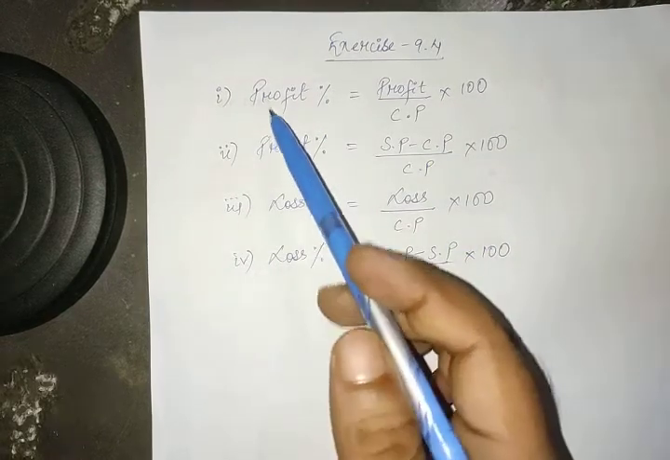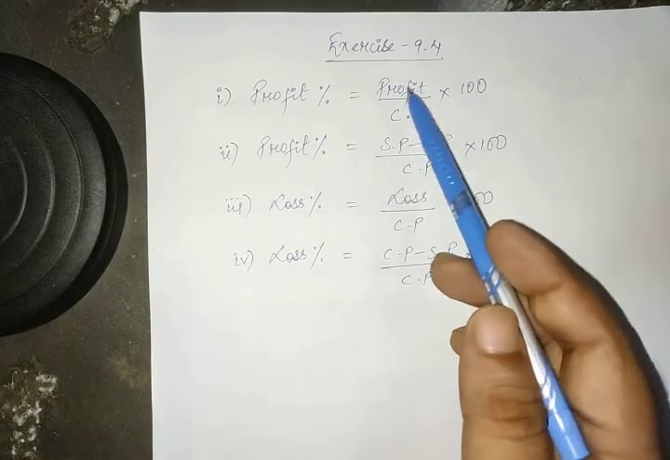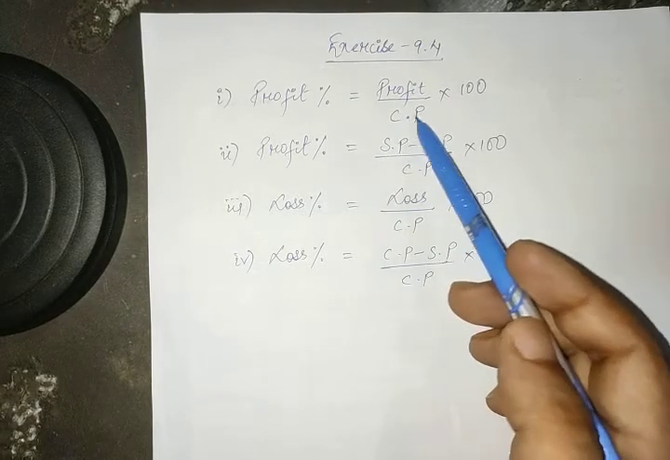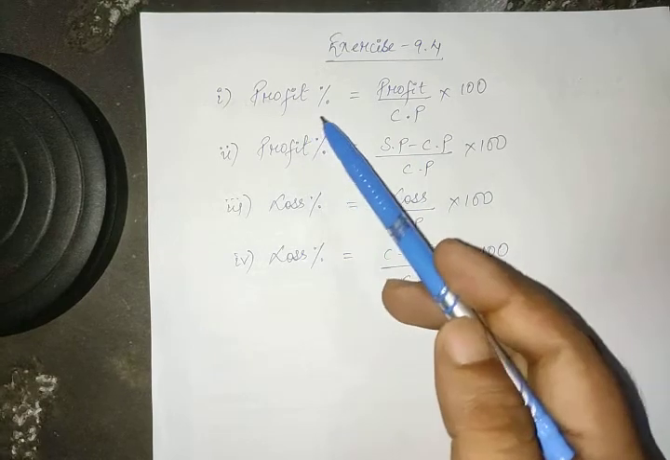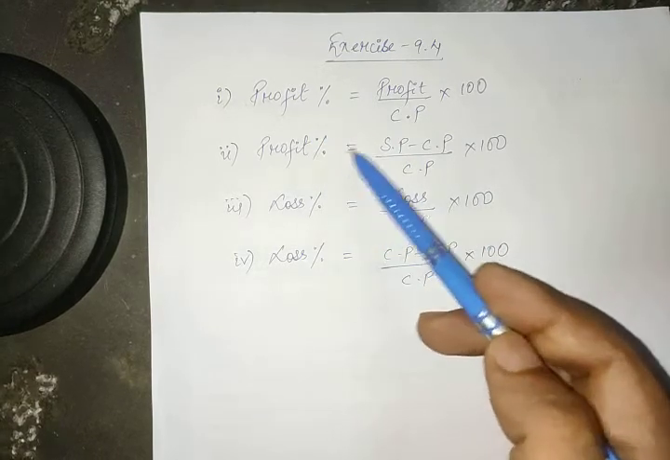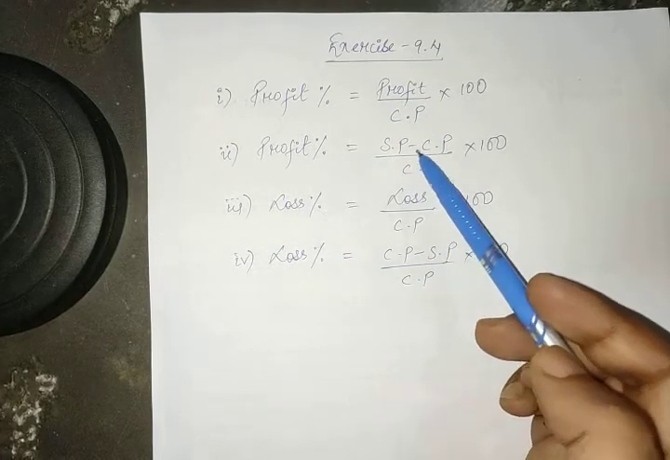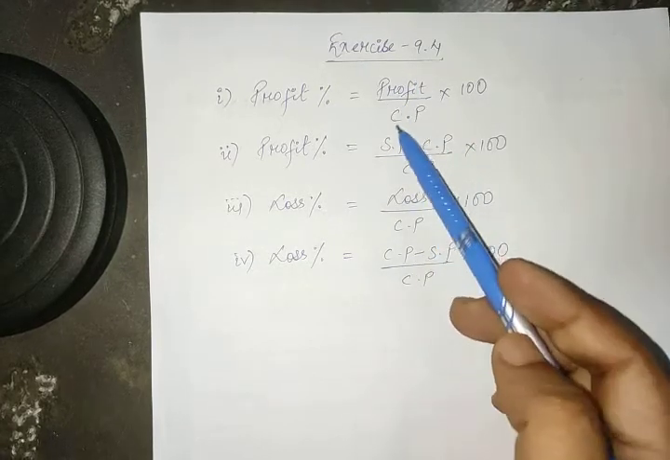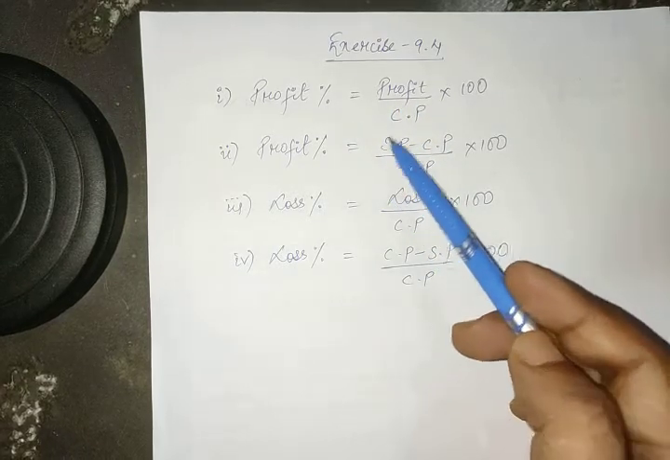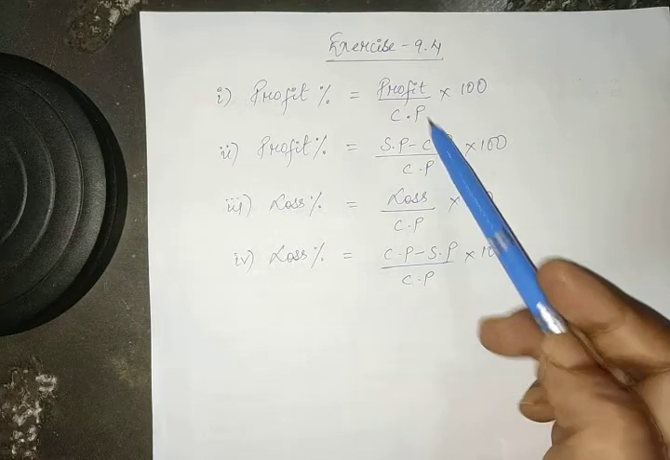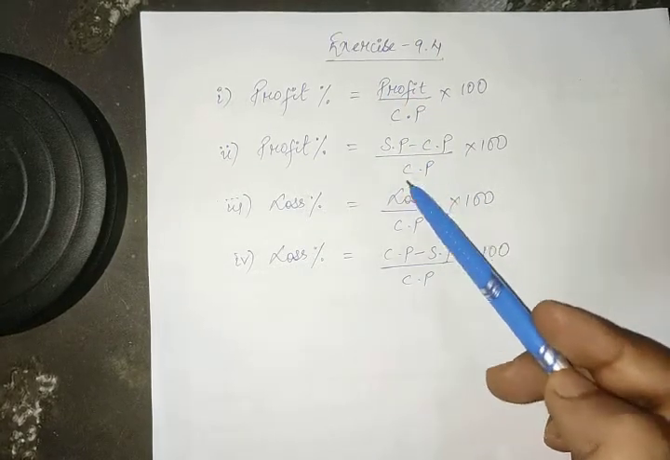The first one is profit percent. How to find profit percent? That is given by profit by CP, that is cost price, into 100. This same formula you can write in one more way: profit percent is equal to, in place of profit we can write SP minus CP. This formula of profit we have already learned in exercise 9.3, that is selling price minus cost price. So in place of profit you can write SP minus CP by CP into 100.